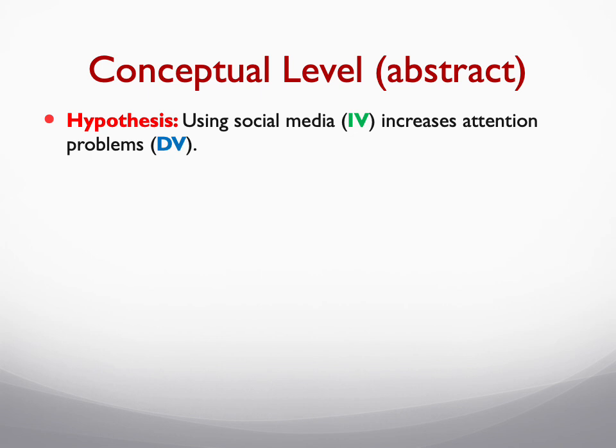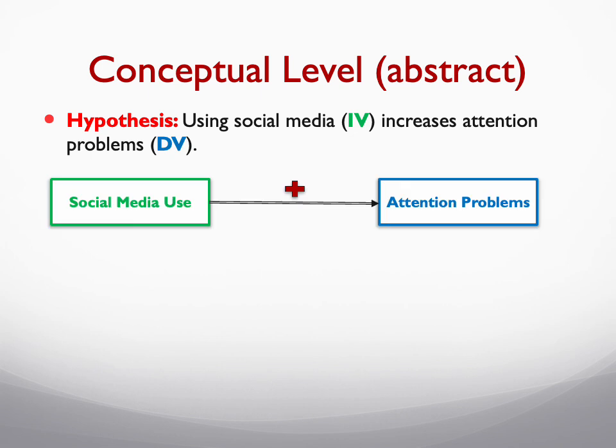Let's take this hypothesis that social media use might increase attention problems. So our independent variable here being social media use, and our dependent variable here being attention problems. If we depicted this in a path diagram, it might look like this, with social media use on the left, with an arrow pointing to the right at attention problems, the positive symbol indicating the direction of the relationship between these variables. Social media use increasing attention problems.